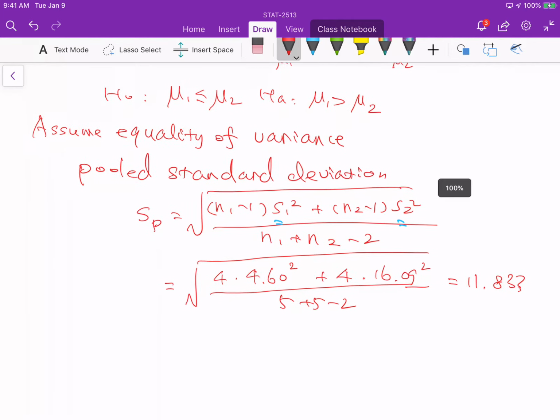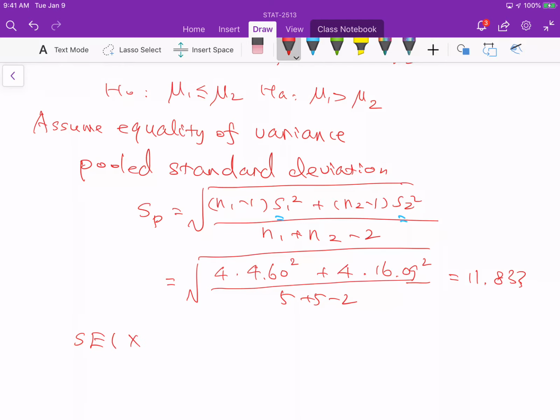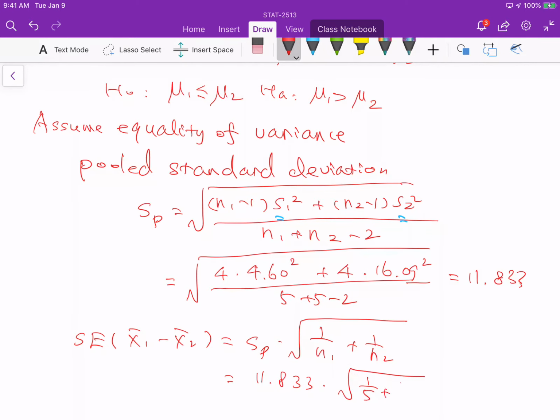The next step is the standard error. The standard error of x1 bar minus x2 bar is Sp, the pooled standard deviation, times the square root of 1 over n1 plus 1 over n2. We've already calculated the pooled standard deviation, and both n1 and n2 equal 5. So this is 11.833 times the square root of 1 over 5 plus 1 over 5. Then you do the math and you get 7.484. So then you get the standard error.